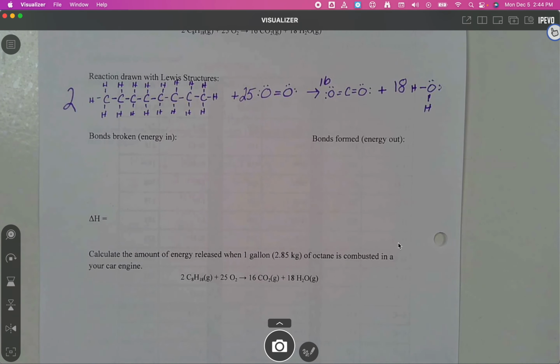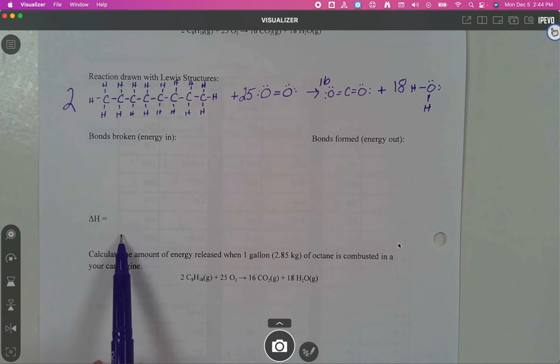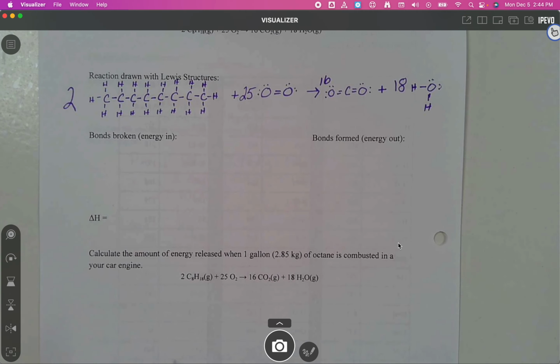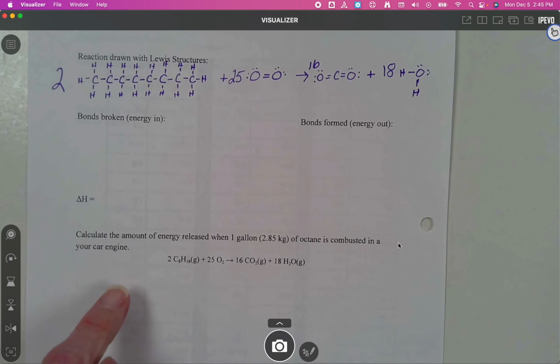And from there, I would like you in your table to calculate the energy invested in breaking bonds, released in forming new bonds, get yourself a delta H value, and use that delta H value to do the calculation for the amount of energy released when 1 gallon of octane is combusted in your car engine.